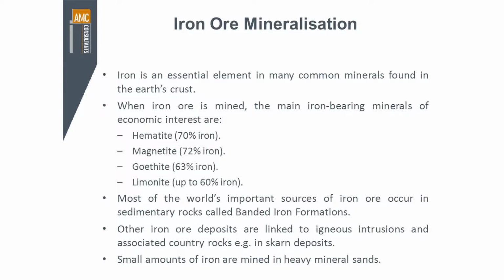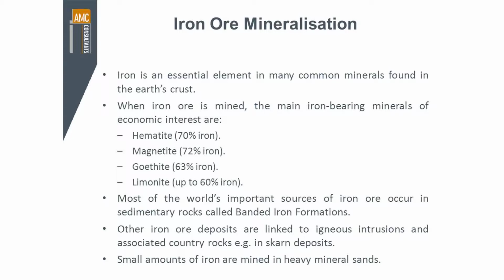Occasionally we'll also mine pyrite, which is a sulfide mineral, but we generally only mine pyrite for its iron ore content in a very specific application. So these are the real key minerals that we mine. And you can see there that hematite and magnetite contain 72% iron. So they're really quite pure iron minerals.